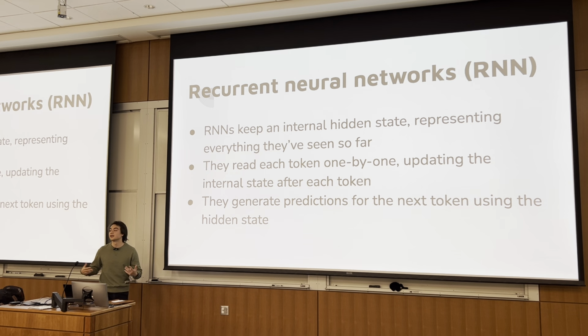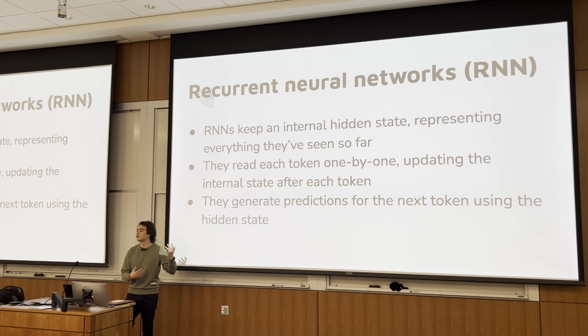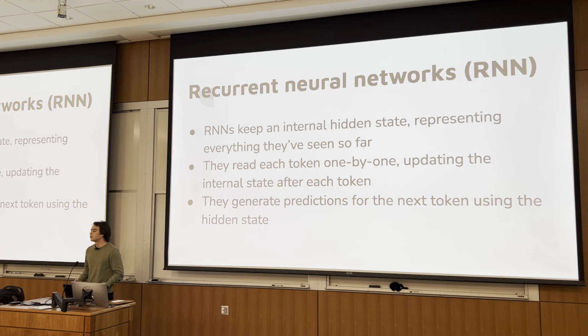So here's a second thing you can use: recurrent neural networks. RNNs keep an internal hidden state that represents everything they've seen so far. That's like what you remember as you read through a sentence. They read each token one by one, processing them in sequence, and update the internal state after each token. After you read each word, you figure out, okay, what do I remember so far?